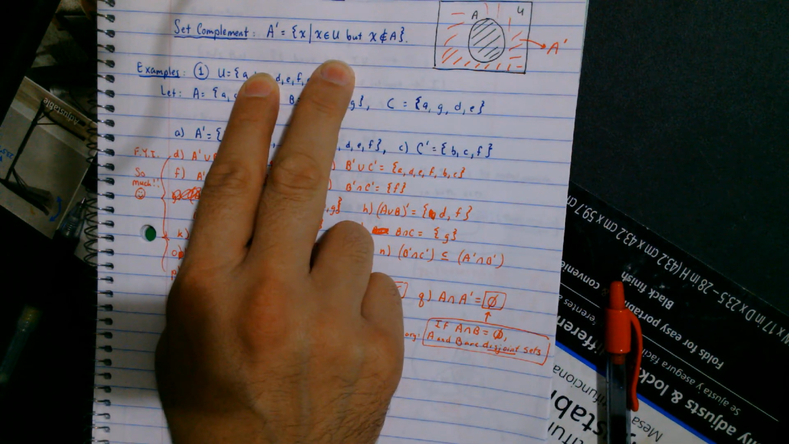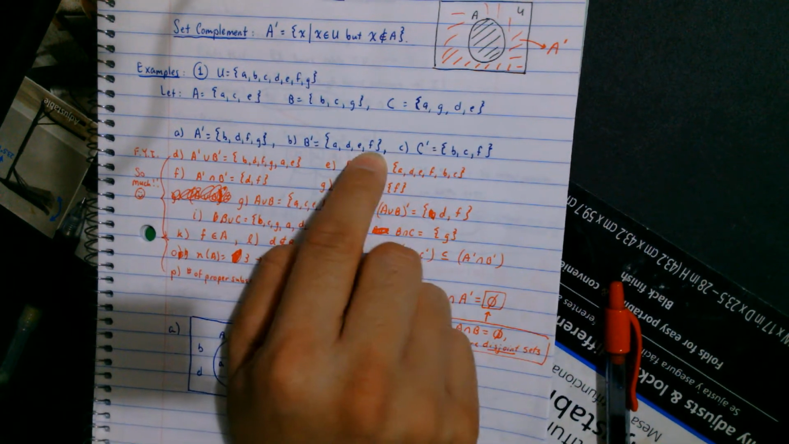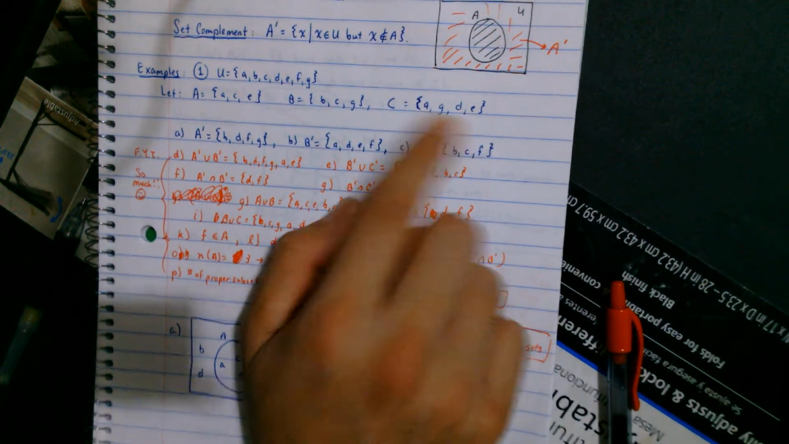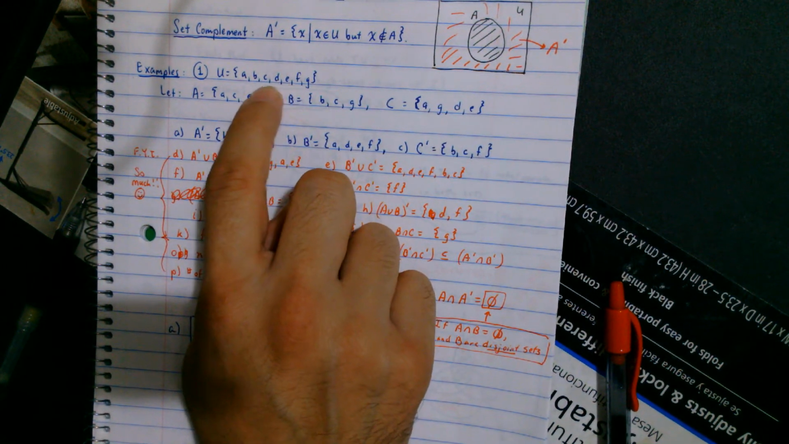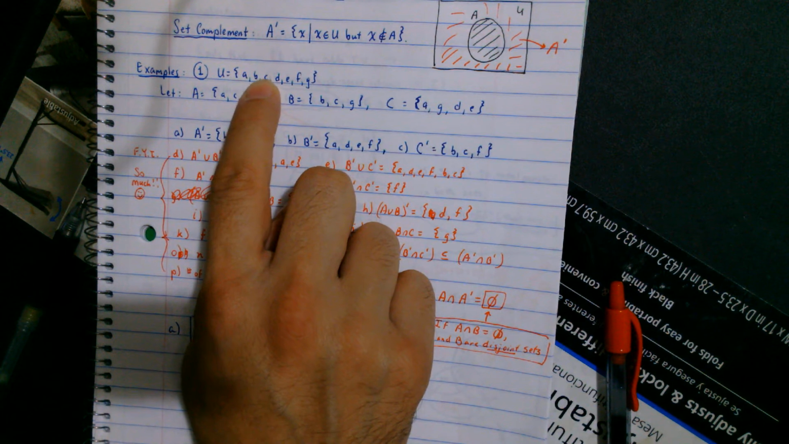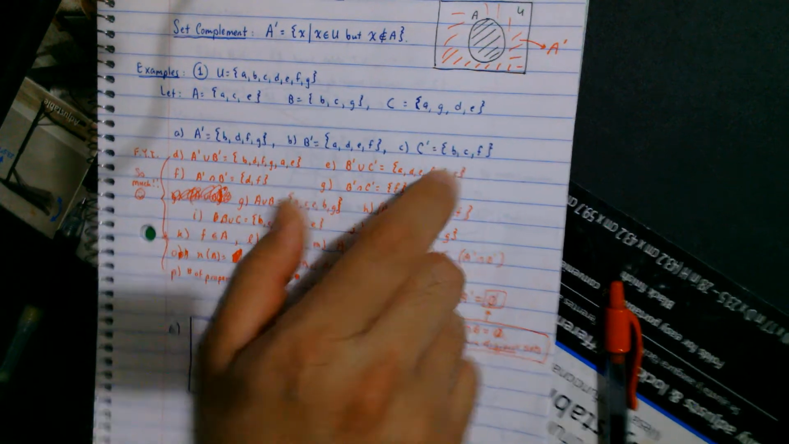So A, D, E, and F. That's the complement. The complement of A, G, D, E is essentially A, G, D, E. What does the universe have that C doesn't? B, C, and F. And that's the set complement.